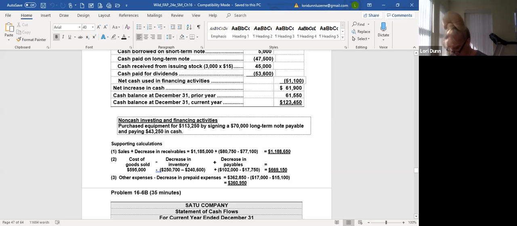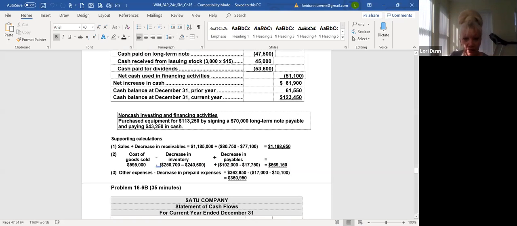Now, it says take that information and complete your statement of cash flow. Because we get so focused on the detail, the mechanics of it, don't forget to start with your heading. I'm not sure if in the test they automatically give it, but if they don't, make sure you do. So we have SAT2 company statement of cash flows for the year ended, current year ended December 31st. So that's letting people know this is just for 1 year, it's for this year.